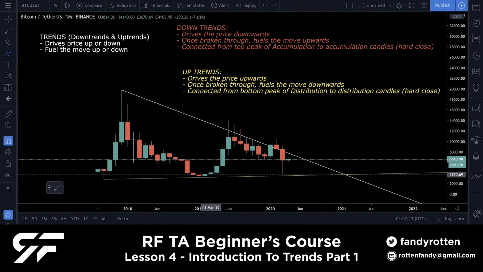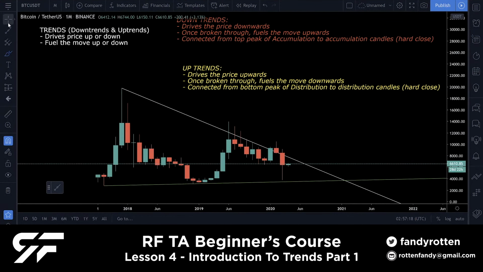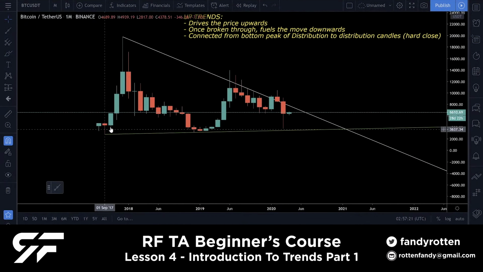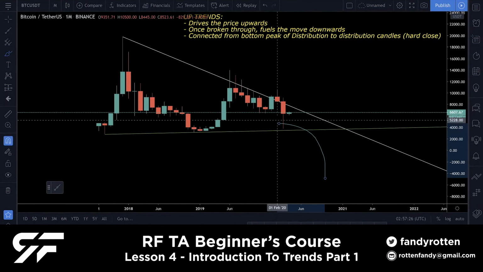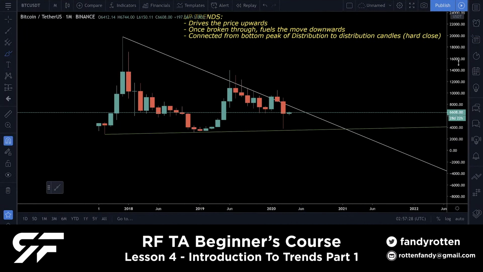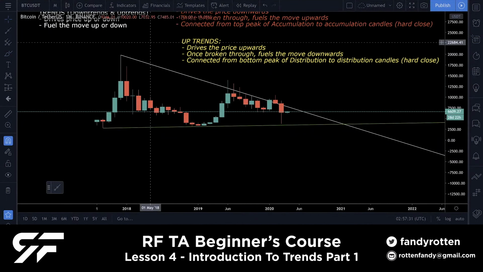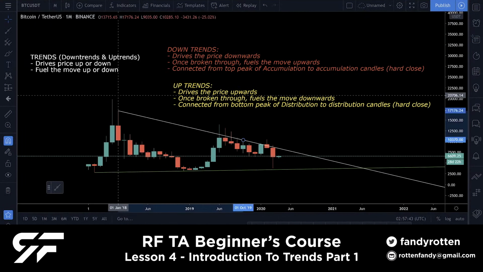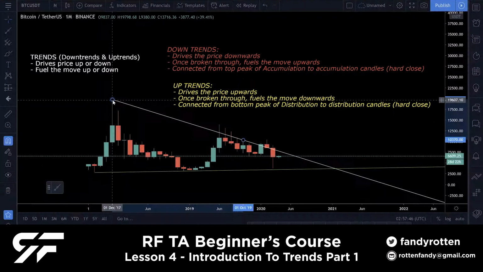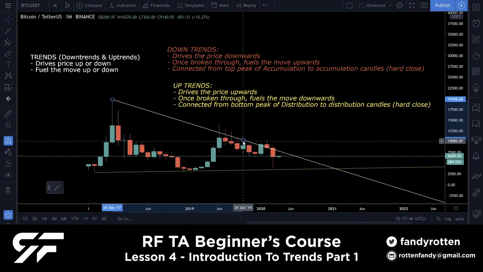In case of an uptrend, like this green one, if it closes below, if it loses this uptrend, what is going to happen? It is going to go downwards. Okay? It is going to fuel the move downwards. So, in case of a downtrend, they usually are connected, as you guys can see, from the peak of accumulation candle to the next peak. Okay? So, this is actually a base, right? This is the base of our downtrend. Okay? And this is the reach of our downtrend.